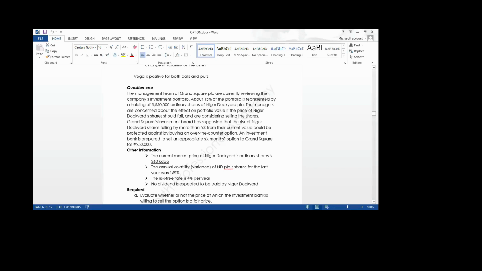The managers are concerned about the effects on portfolio value if the price of Niger Dockyard shares should fall. Look at it. Our company, Grand Square, we have investments in Niger Dockyard. Our managers are worried that should the share price of Niger Dockyard fall, what will be the impact on our portfolio value? And are considering selling the shares. If the share price is rising, we can sell at higher price and make more money. But our fear is if the share price should fall, then that will reduce our investment value.